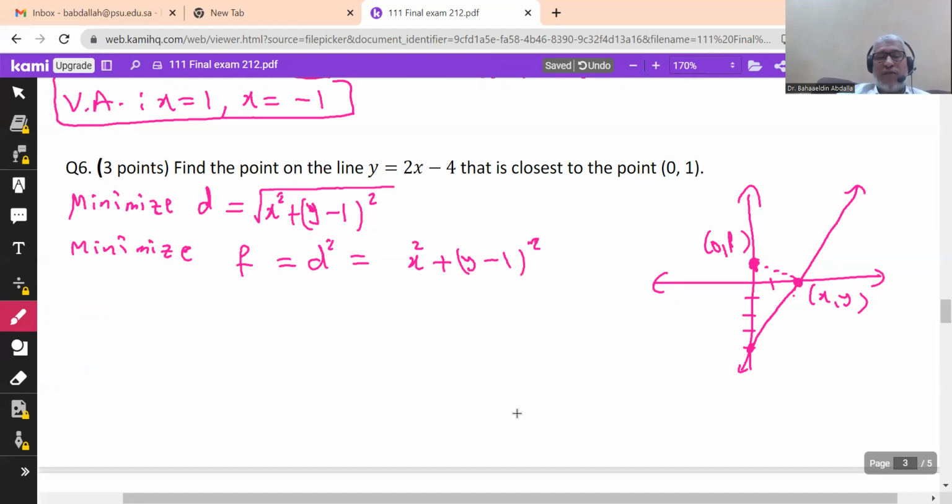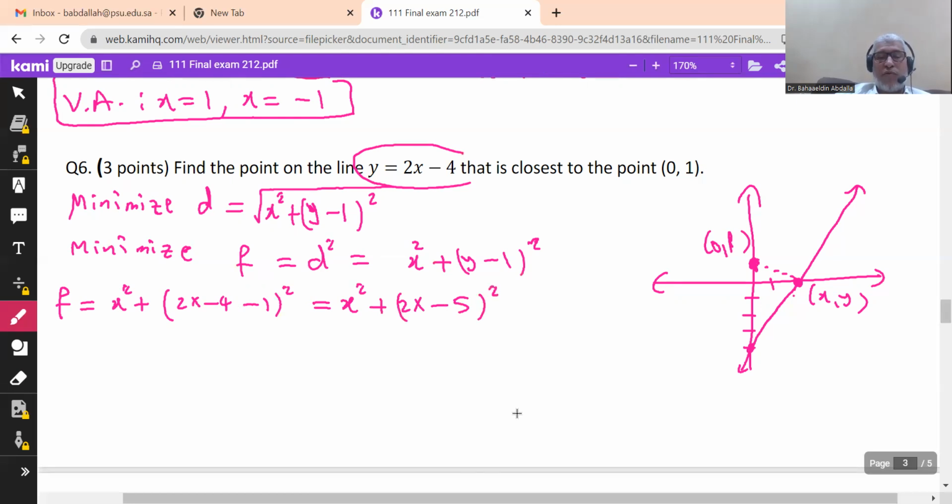I have to write this in one variable. So I have to replace x or y, y to x or x to y, using this definition. So f is equal to x squared plus, now y is 2x minus 4, and there is a minus 1. So I have x squared plus 2x minus 5 to the power 2.